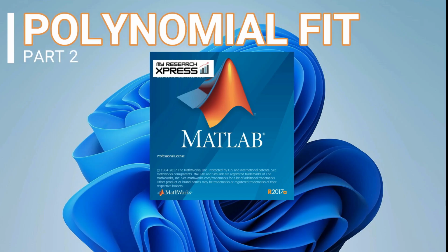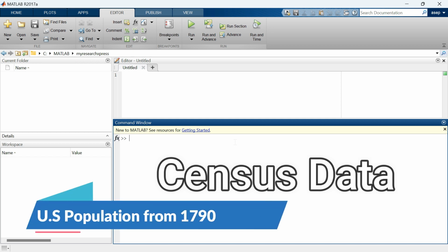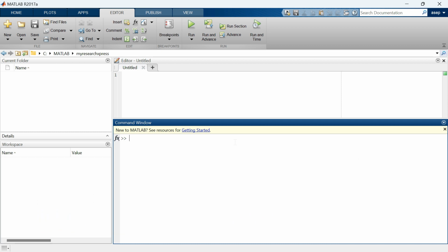Polynomial fit. MATLAB comes with the census data inside, which contains U.S. population data for the years 1790 through 1990. Let's load it into MATLAB by typing this.